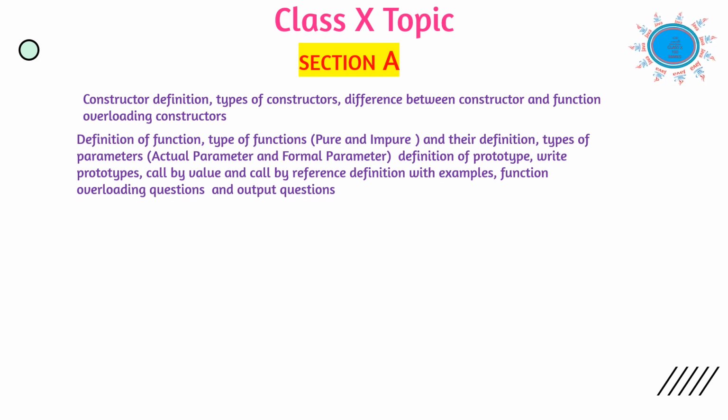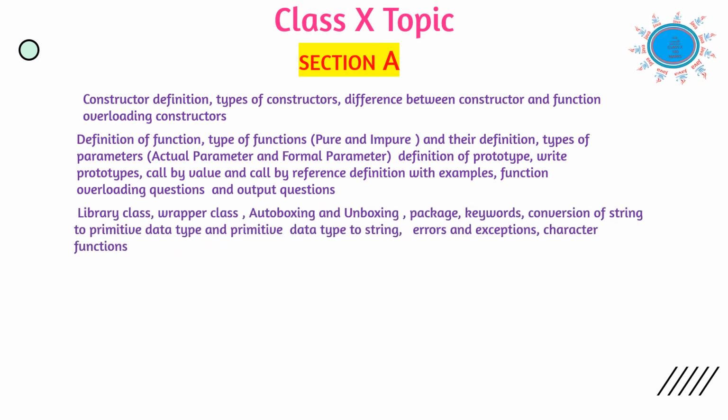Difference and definition of pure and impure function. Parameters, actual parameters and formal parameters. Definition of prototype and how to write the prototype. Call by value, call by reference, with definition and example, and function overloading and output questions. Library class: autoboxing, wrapper class, package, keywords, conversion of string to primitive and primitive to string, and exceptions and character functions, we have to study in detail.